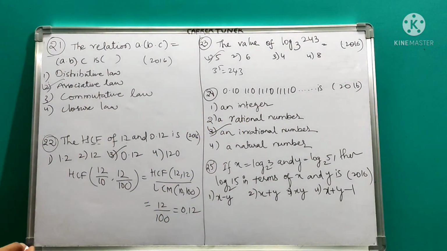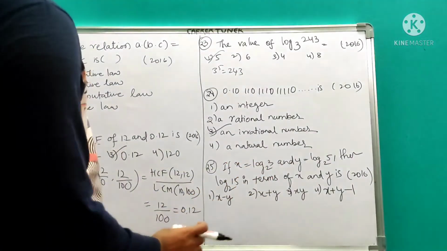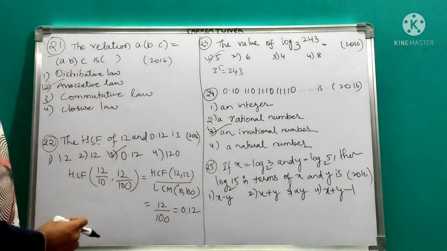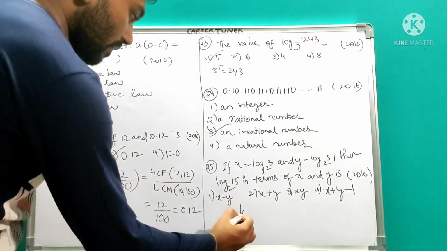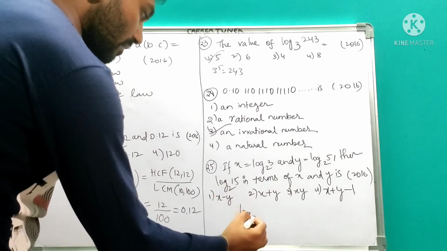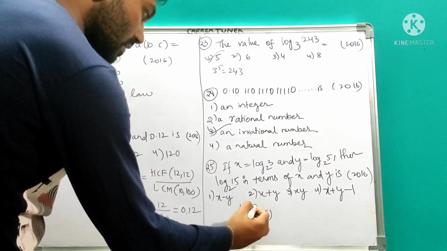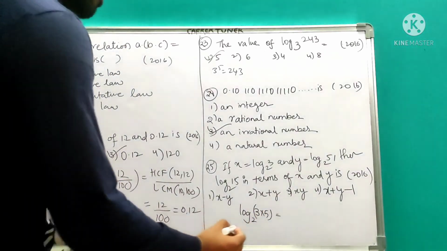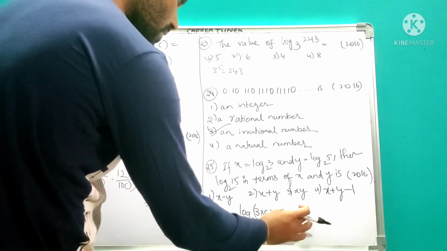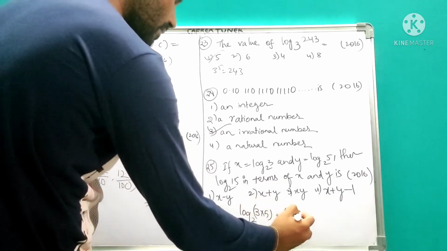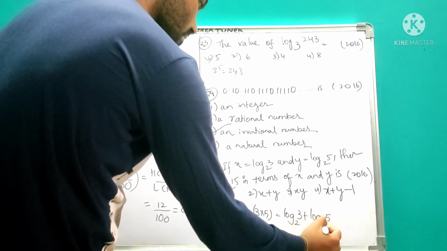Okay. Next, x is equal to log 3 base 2 and y is equal to log 5 base 2. Then find log 15 base 2 in terms of x and y. So 15 can be written as 3 into 5. So it is nothing but log ab, and log ab is equal to log a plus log b. So a in this case is 3, plus log b, in this case we have log 5 base 2.